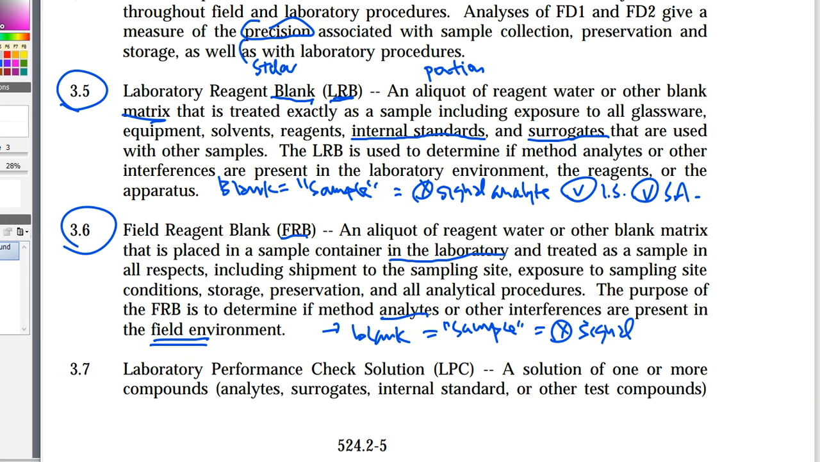entire method is getting contaminated in some form or fashion by just environmental exposure. And that's something that we can check. It's something that we can just make sure that's not going on. And the only way that we can do that is through a field reagent blank, or FRB.